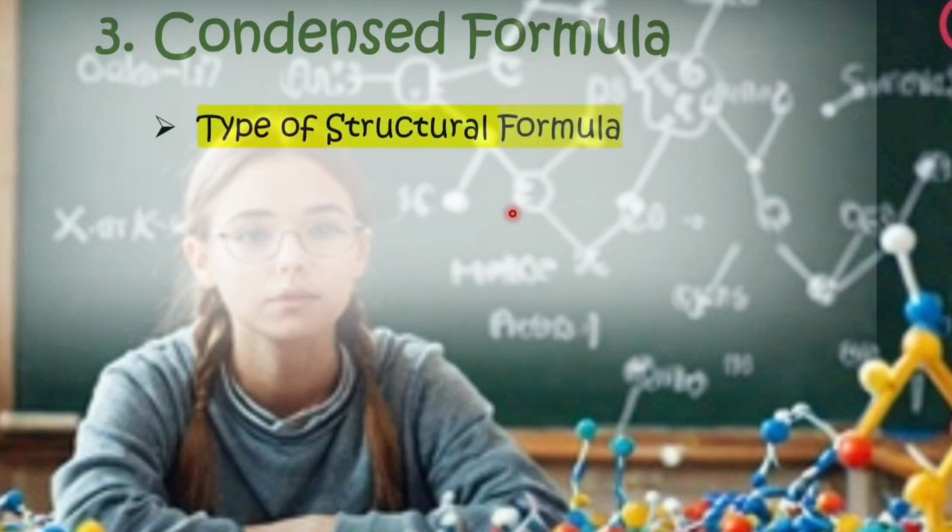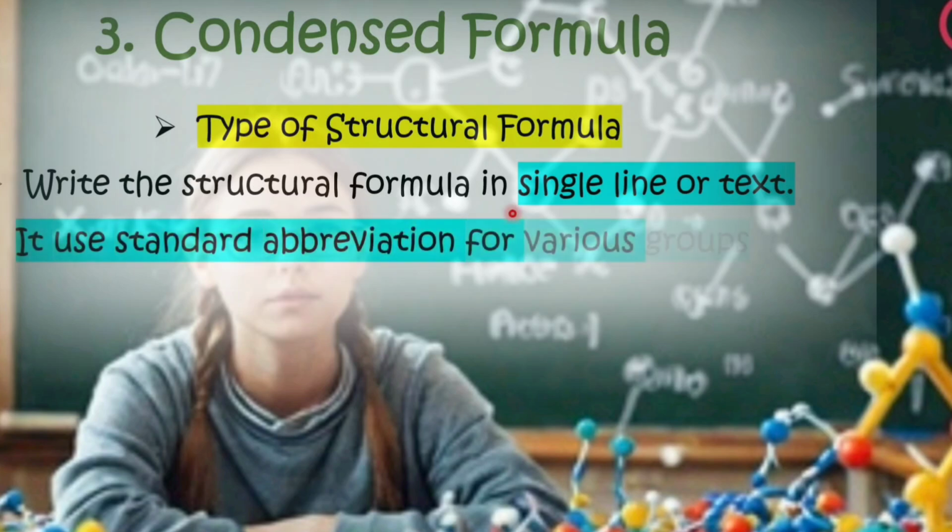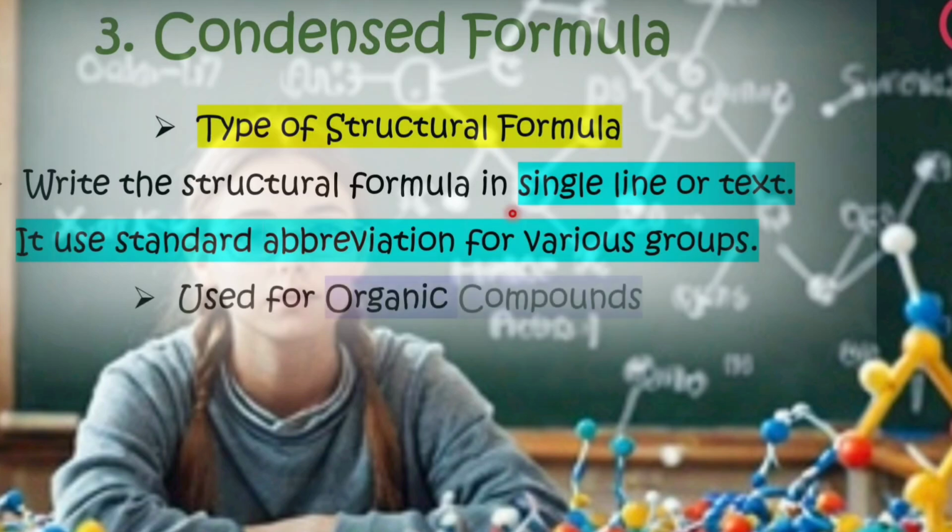Next is the condensed formula. The condensed formula is also a type of structural formula, but it is an easier and smarter way to write down the structural formula in a single line or in text form. The condensed formula uses standard abbreviations for various groups that are given in the structural formula. The condensed formula is commonly used for organic compound representation.